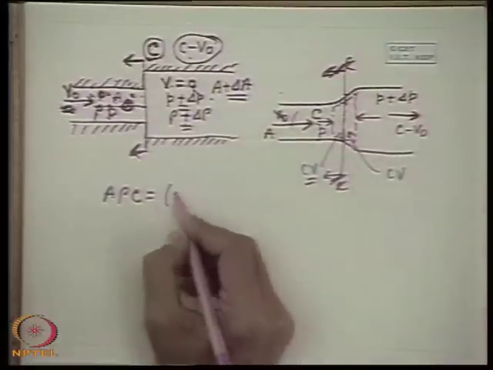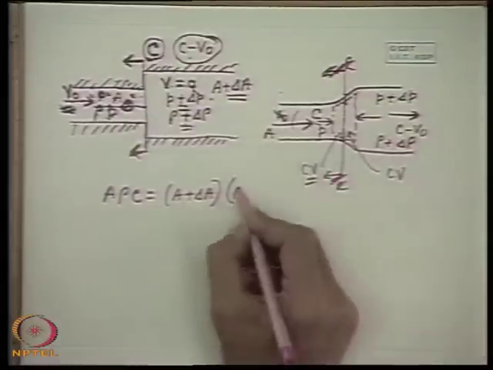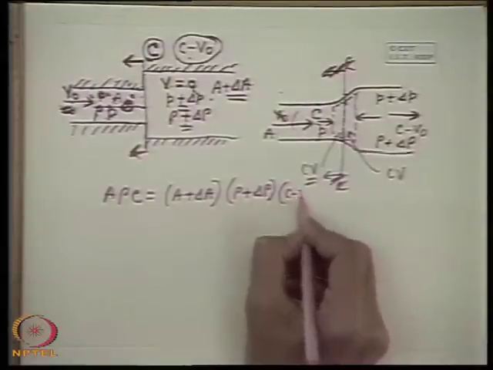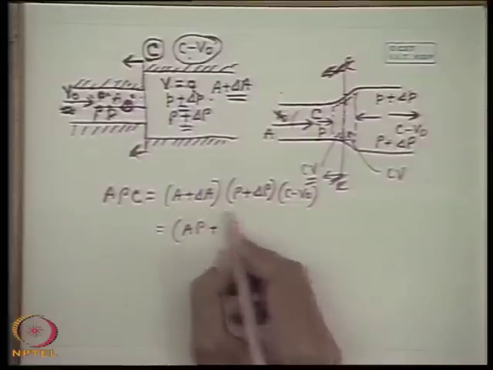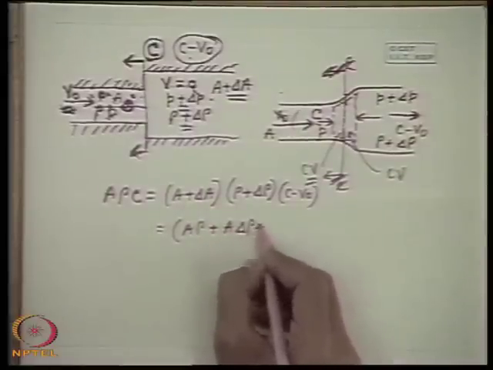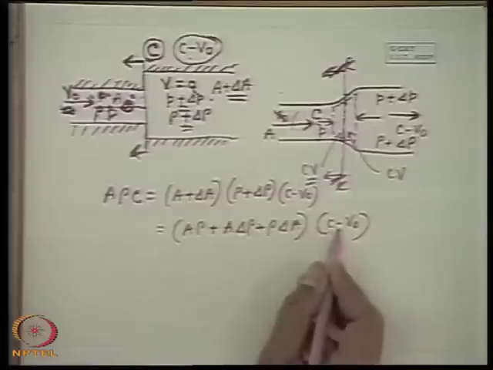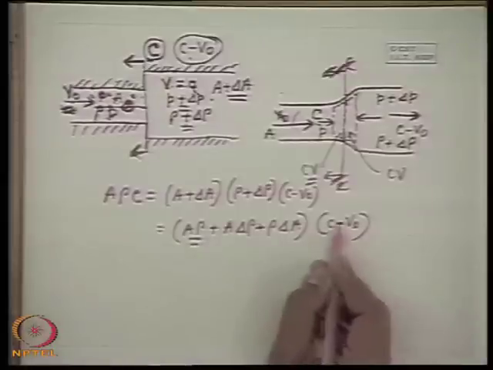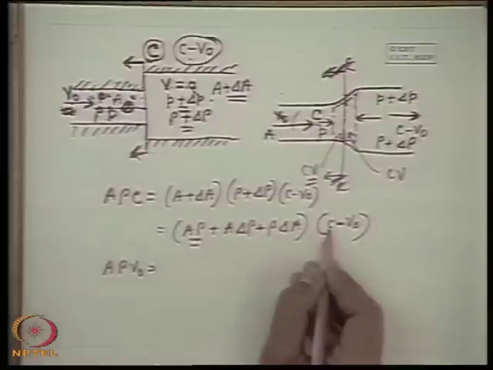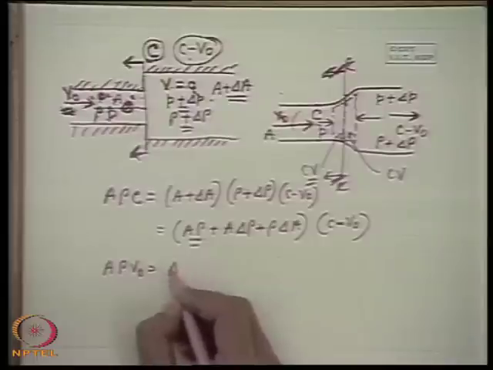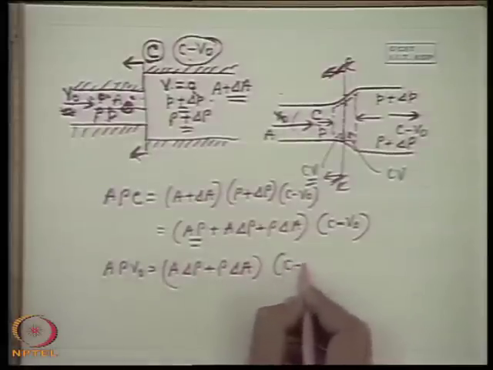On this side, if we equate, it is A plus delta A into rho plus delta rho, the density, times C minus V0. So if we equate this, we get on this side A rho plus A delta rho plus rho delta A, times C minus V0. So A rho C cancels from both the places. So the only thing is that A rho V0 comes to this side, so that A rho V0 becomes equal to A delta rho plus rho delta A, this entire thing times C minus V0, by simple algebra.